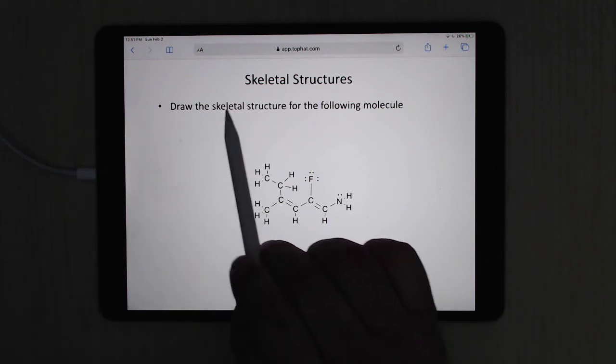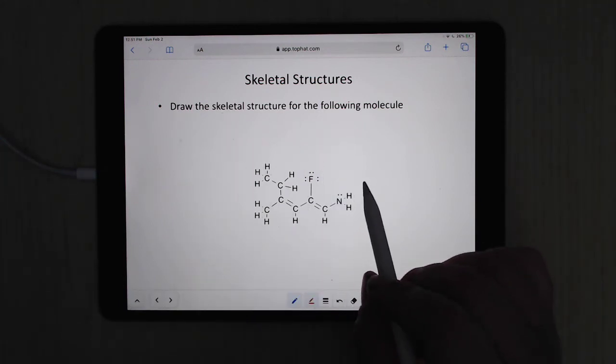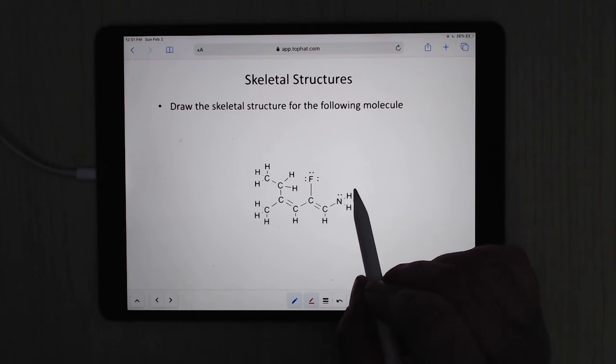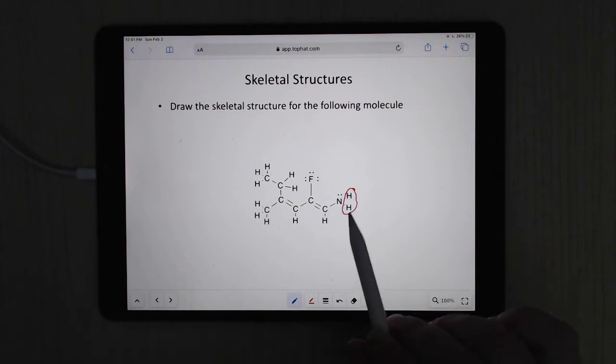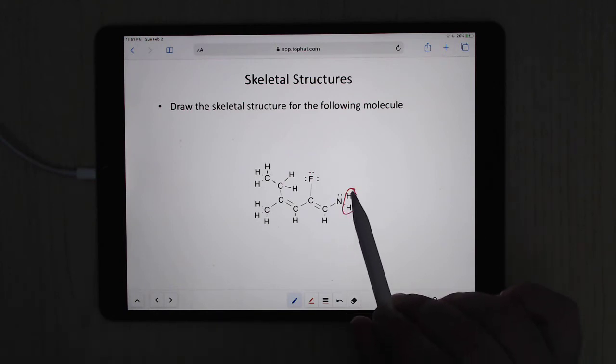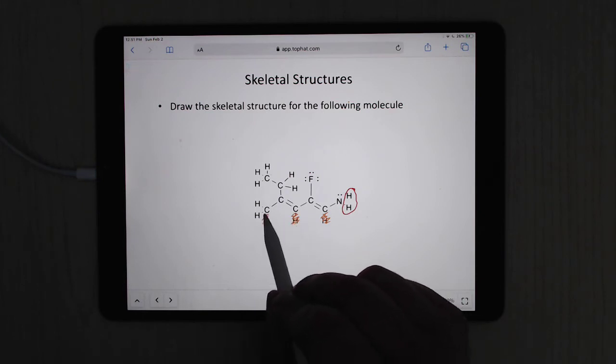Okay, so if you're drawing skeletal structures, the first thing you're going to want to do is identify any hydrogens that are not on a carbon. So these two, because you're going to have to draw those in. All the other ones you don't have to show. So let's get rid of them.